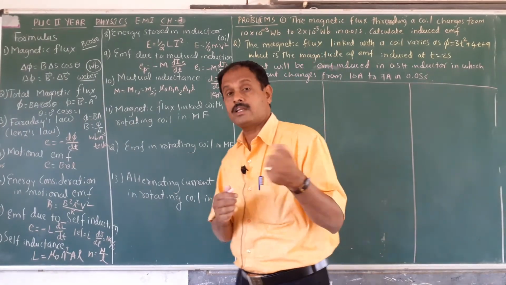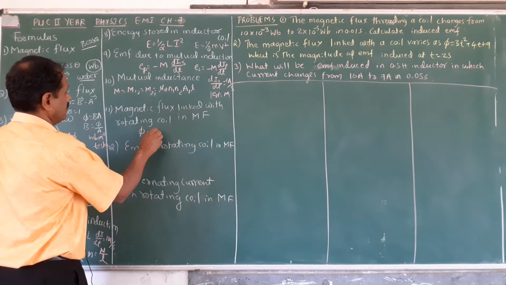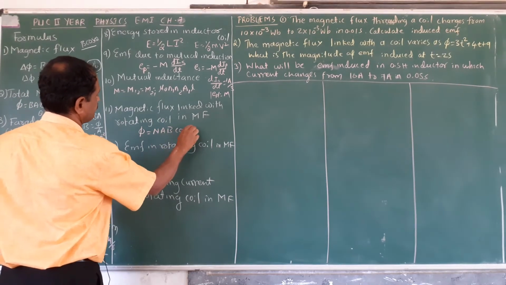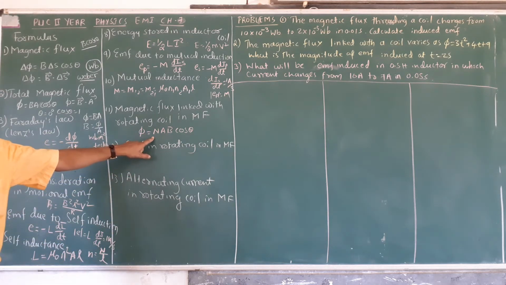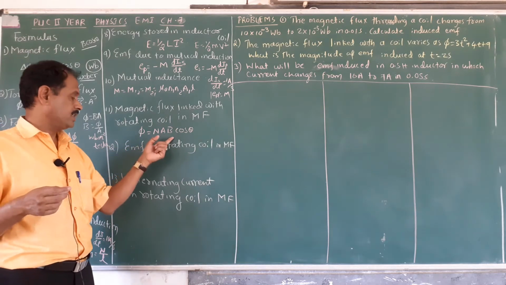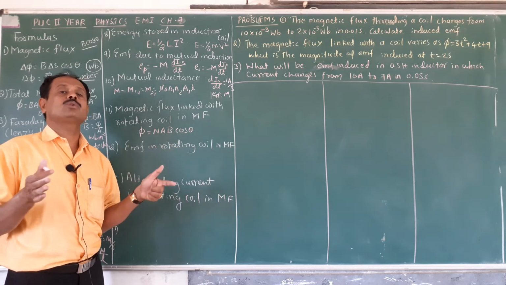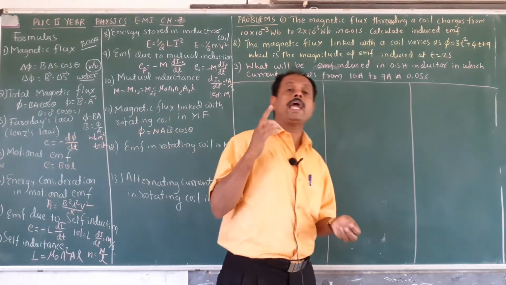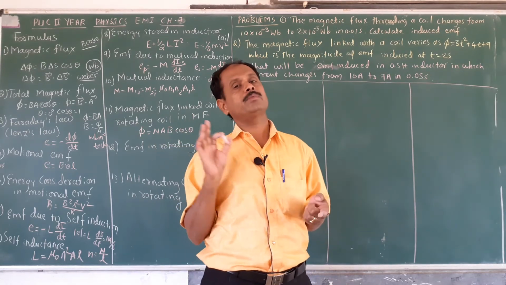At that time, the magnetic flux linked with this is N A B cos theta. What is N? Number of turns in the rotating coil. What is A? Area of the coil. What is B? Magnetic field which exists between the two poles of the magnet. Theta is a very important angle, between the direction of the magnetic field and the line which is perpendicular to the plane of the coil.